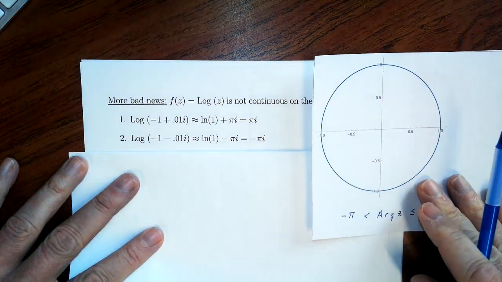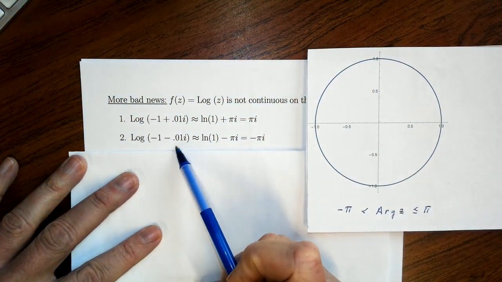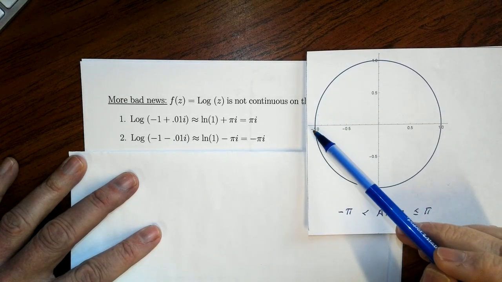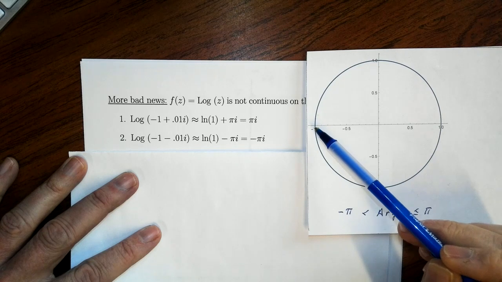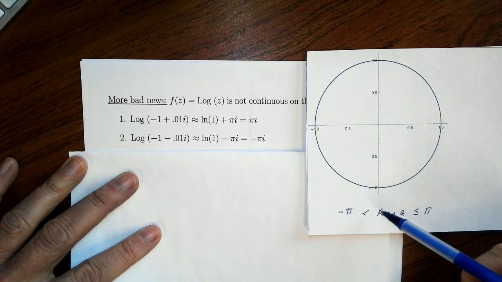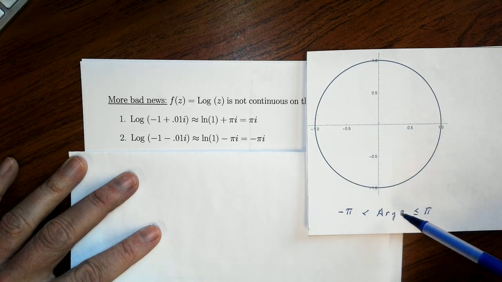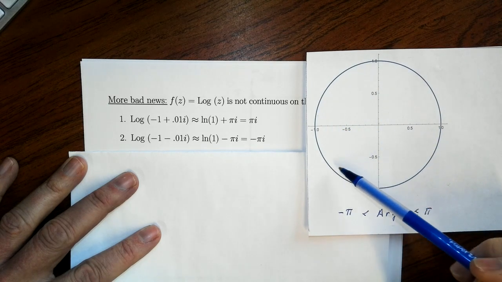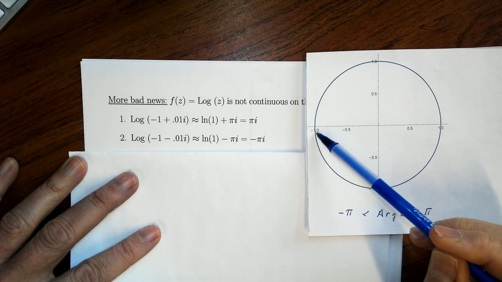Now on the other hand, let's say minus 1 minus 0.01i. That's a point that's in the third quadrant, but barely. And to get to that point, and to keep it within our principal argument range, we don't go more than pi, we have to go about negative pi radians.